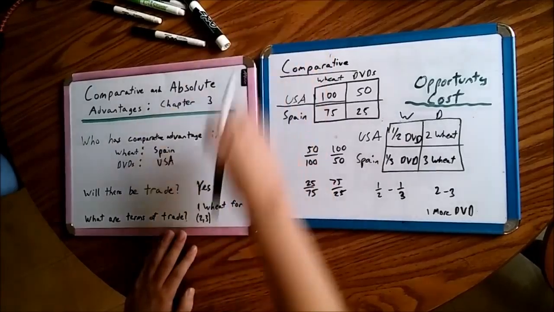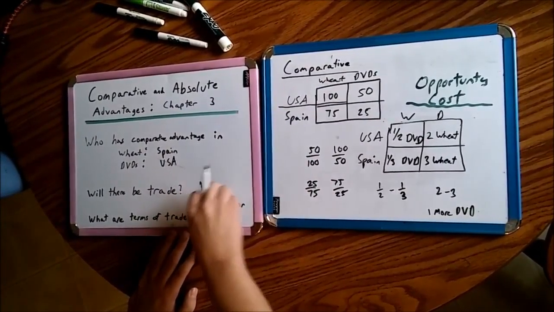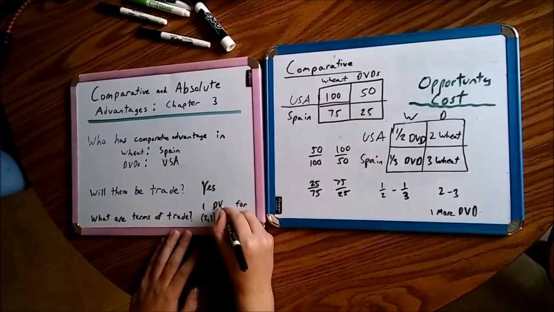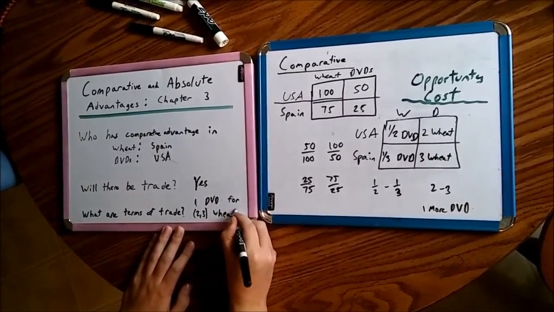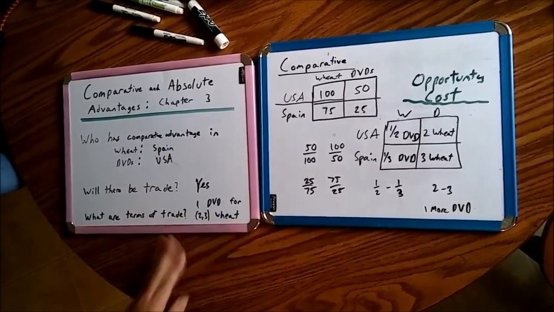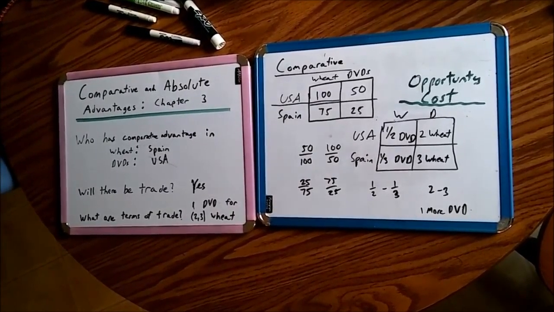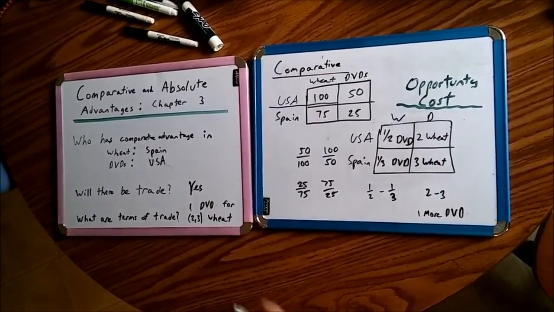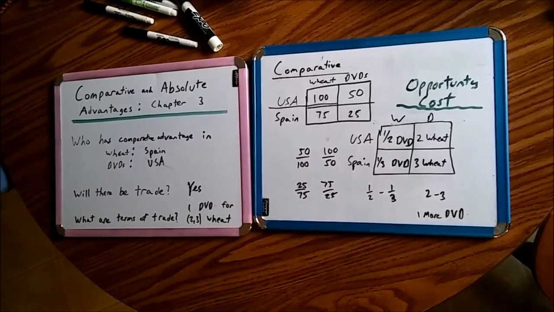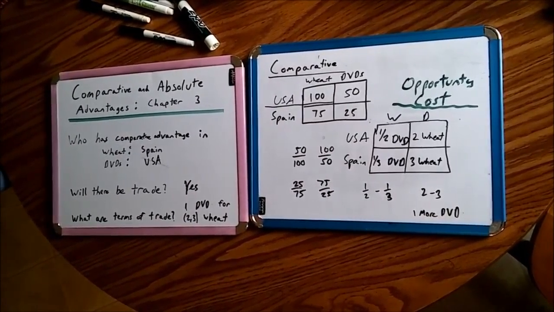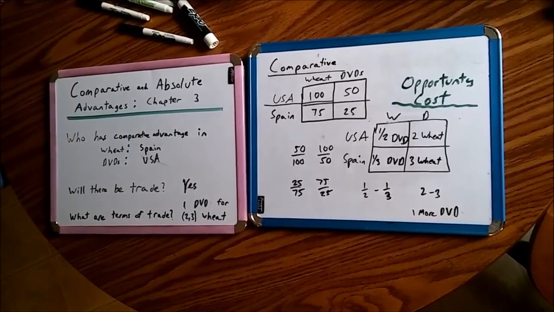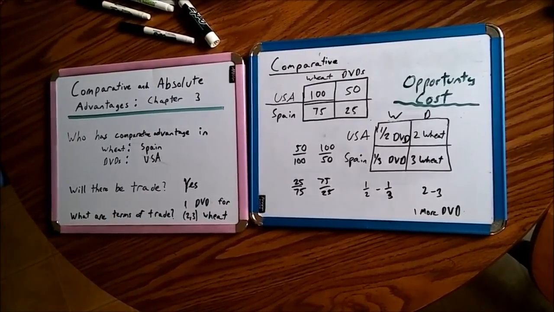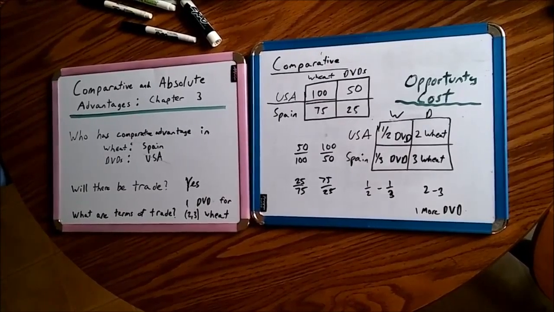So, one DVD for every 2 to 3 bushels of wheat. And you can produce any scalar amount of this as you want. Generally, you're going to want to produce somewhere in the middle to make both sides happy. So if we wanted to produce 10 DVDs, we could trade it for 25 wheat, or anything in between there.